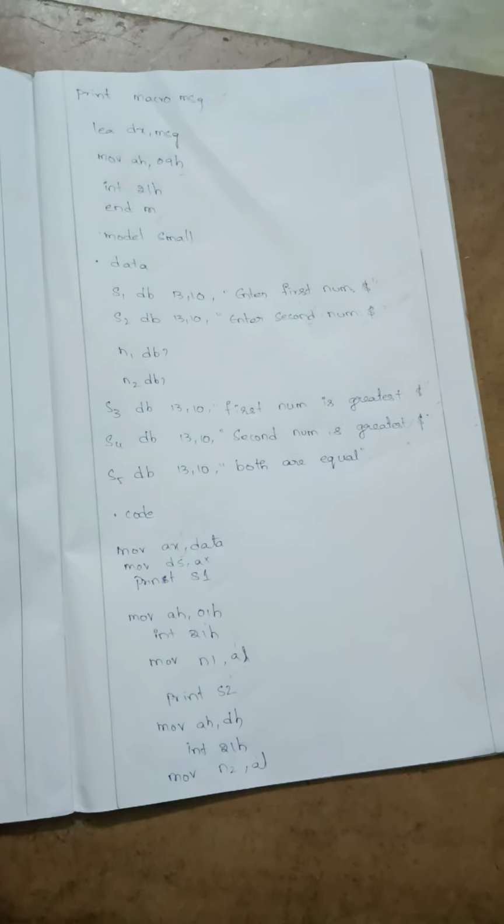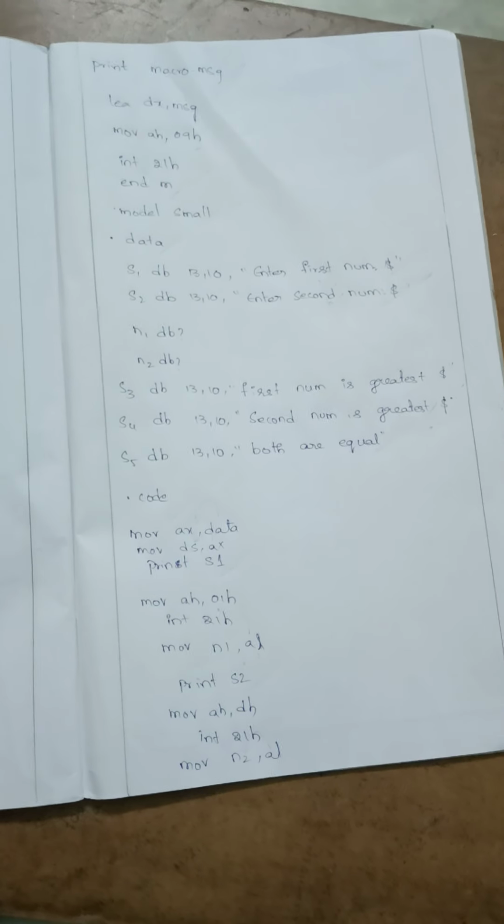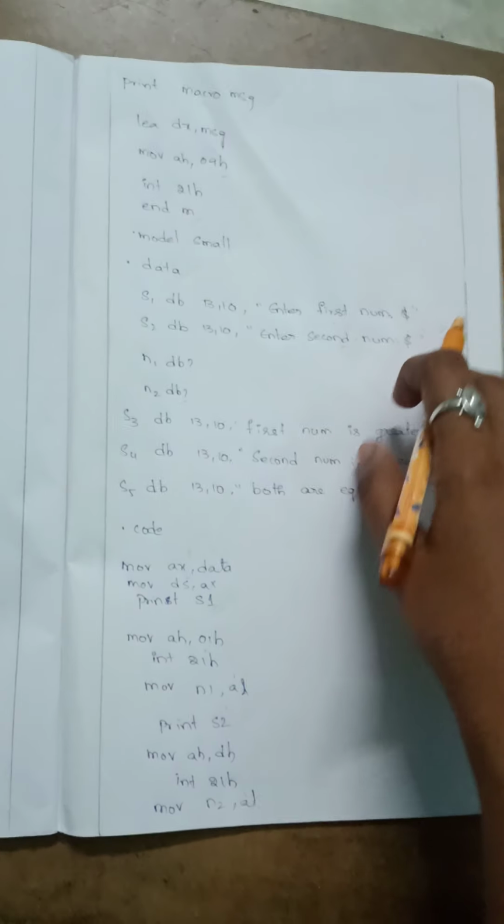In this video, today we are going to discuss two topics. One is a program about the greatest number or the smallest number, and the second one is the architecture of 8086 interrupts. First, we will see the program about the greatest number or smallest number.